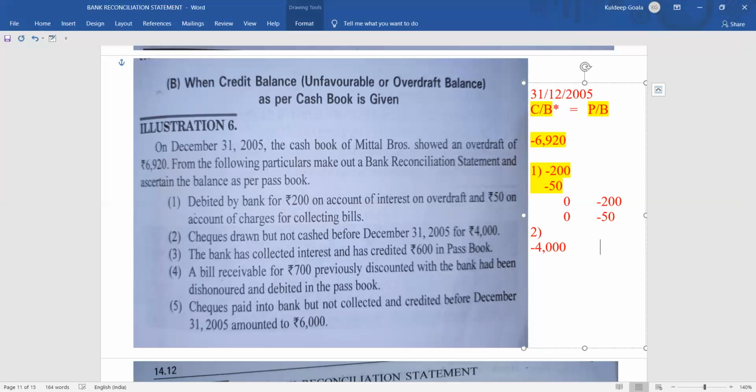But what happened in the cash book? Cash book, nothing happened because he did not withdraw. So nothing happened in the cash book, isn't it? Only the passbook has been decreased. So what will you do to make both the sides same? To make both the sides same, we can make the change only in the cash book.